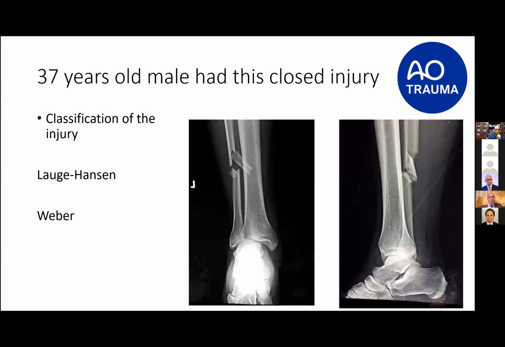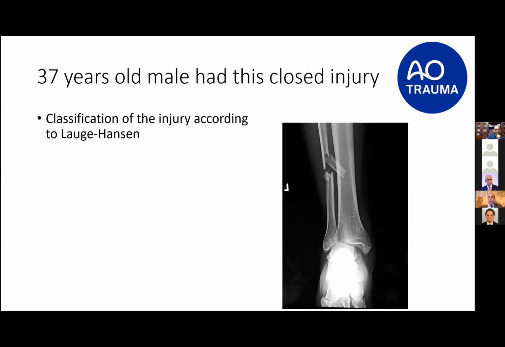What do you think the classification of this injury in Lauge-Hansen classification and in Weber classification? And how would this help us in the diagnosis and the treatment plan? So first, what's the classification according to Lauge-Hansen classification? Please think for 10 seconds, what would be the Lauge-Hansen classification of this fracture?